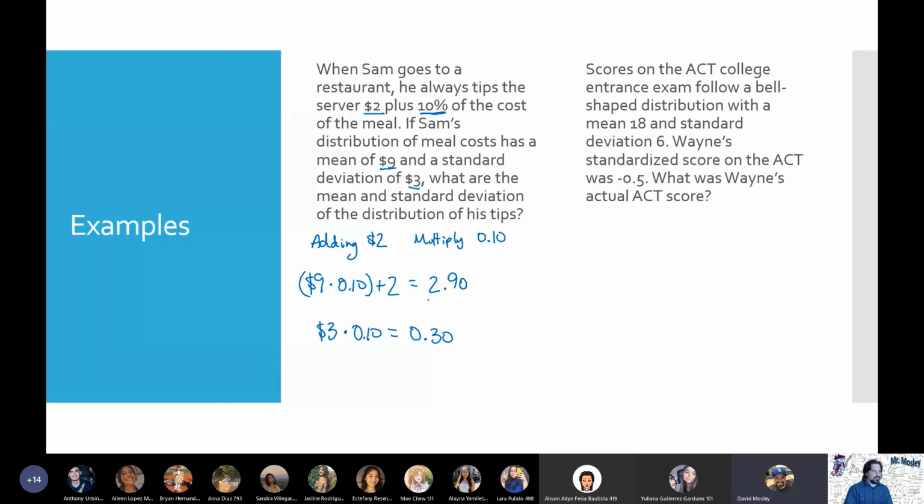So this is our tipping mean and our tipping standard deviation. Any questions on that problem? Okay.